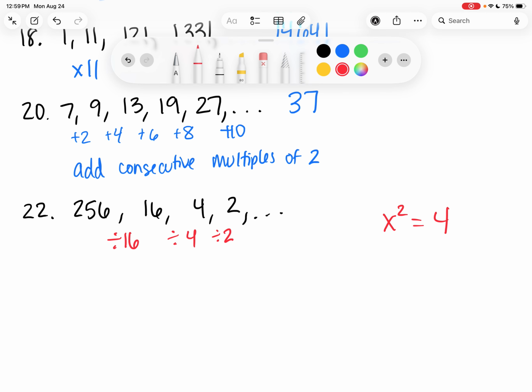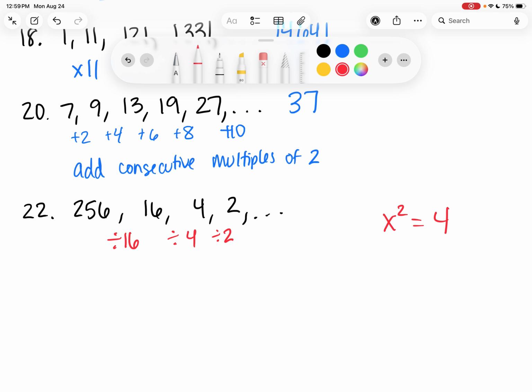So what is the undoing of a square? I'm trying to find one around the room. I mean, there's one up here. I can't point to it. I can't go up that high, but square root, yes, the square root.